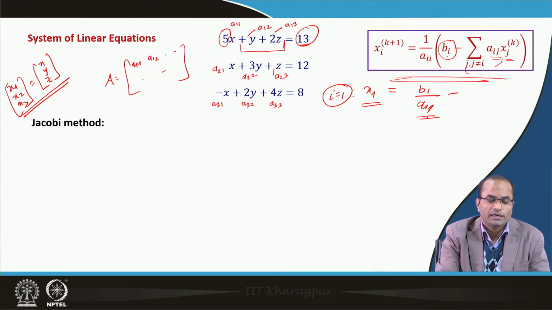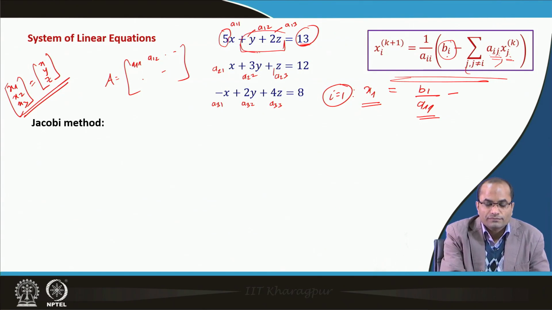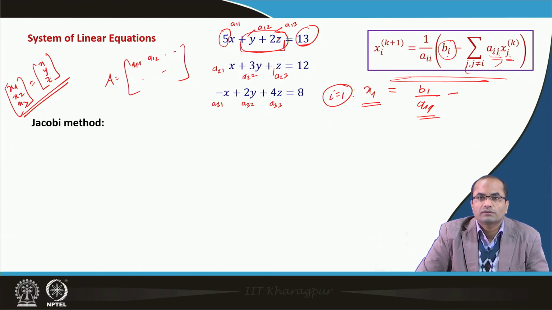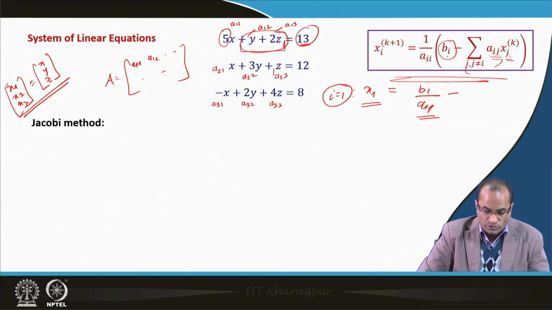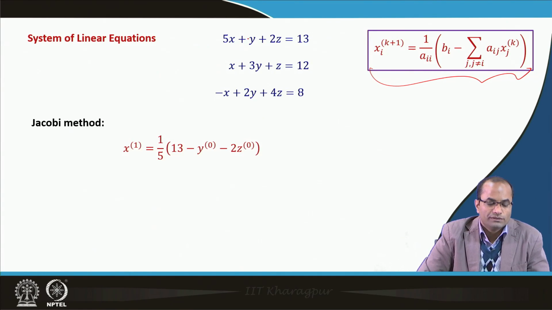So, we will get here 13 by 5, and then minus the sum. So, a 1 2 with x 2 and a 1 3 with x 3. So, a 1 2 and a 1 3, because when i is 1, j will not be equal to 1. So, precisely this is the number here now. So, 1 into this component and plus this 2 into this third component of this x is used. So, without remembering this formula, what we can do, we can write the Jacobi iteration method.